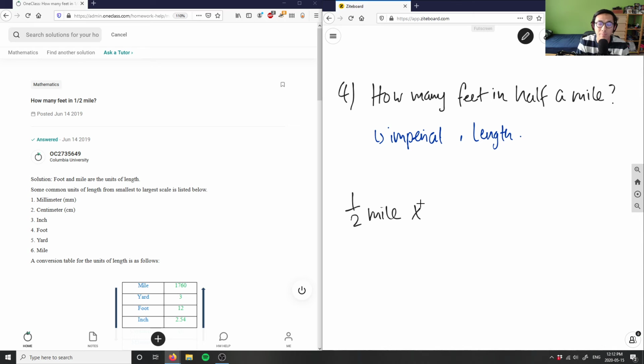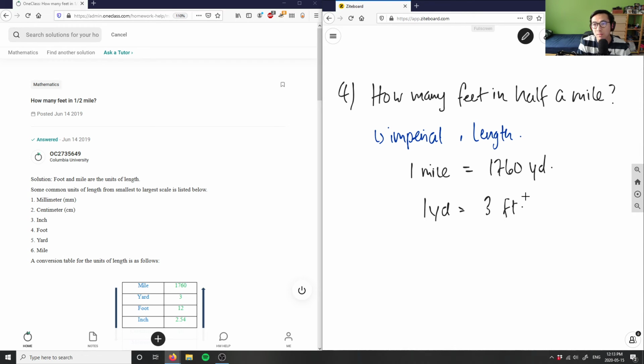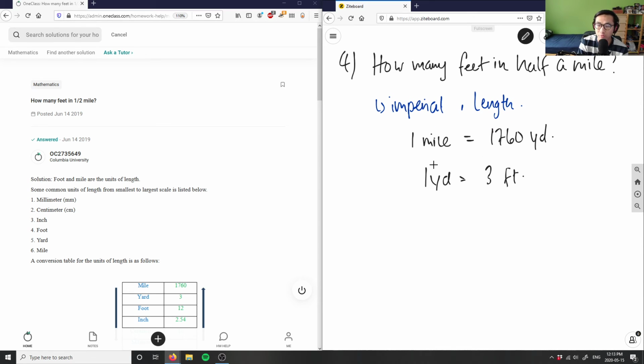Then we multiply that by our conversion factor, right? So let me write out these conversion factors first before we start. So we have 1 mile is going to equal 1,760 yards. We know that 1 yard is equal to 3 feet. So I want to go from miles to feet here, right? So this here is my conversion factor.